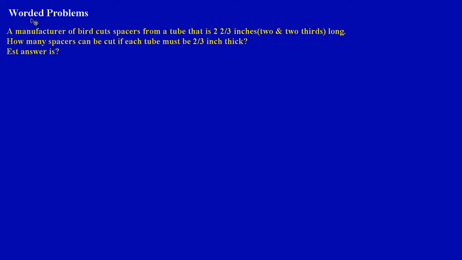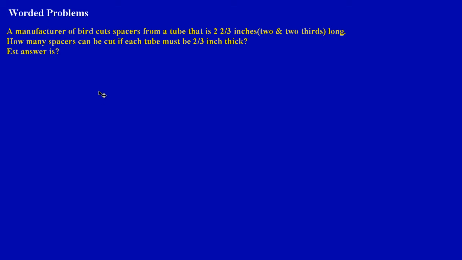Here we're going to be looking at another worded problem. It states a manufacturer of bird cut spacers from a tube that is 2 and 2/3 inches long, and here I have that in brackets. How do you read this number? Now they're asking how many spacers can be cut if each tube must be 2/3 inch thick, and they're asking us for an estimated answer.